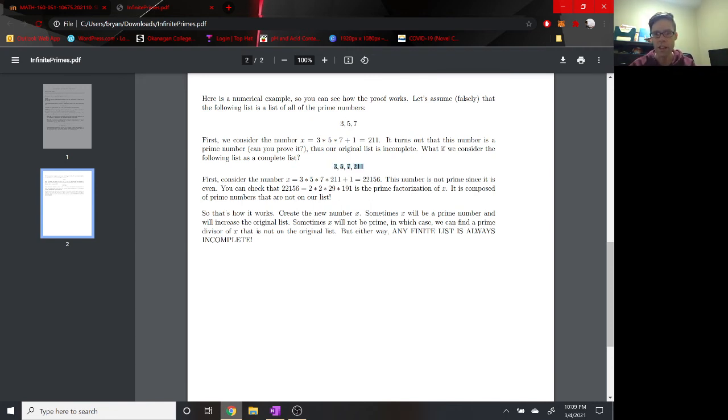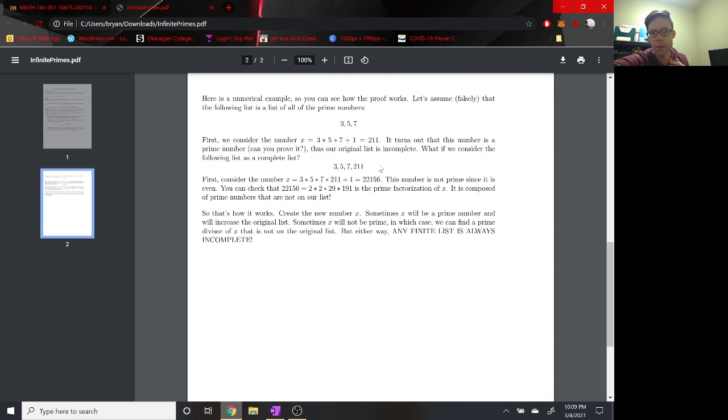So, you can create this brand new set by adding the new number that we found, 211, and then repeating this procedure of calculating a number 3 times 5 times 7 times 211, adding the number 1 to make sure that the new number we get, which is right here, is not divisible by 3, 5, 7, or 211, and then kind of checking to see if this new number is a prime number.